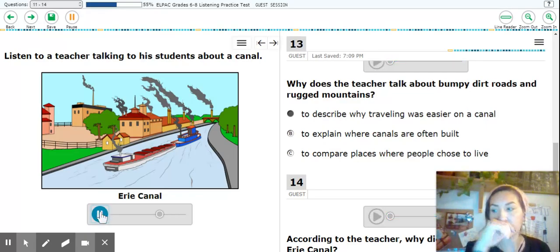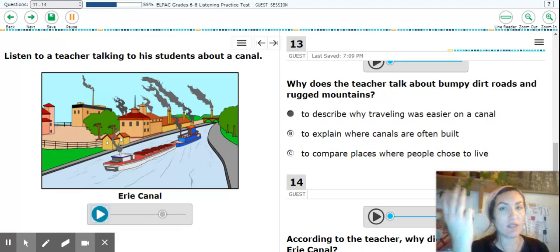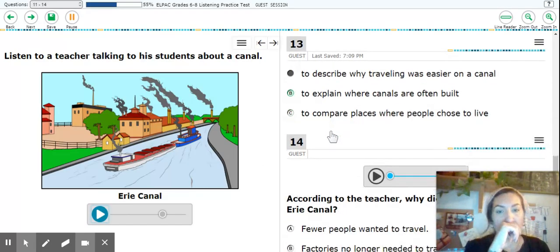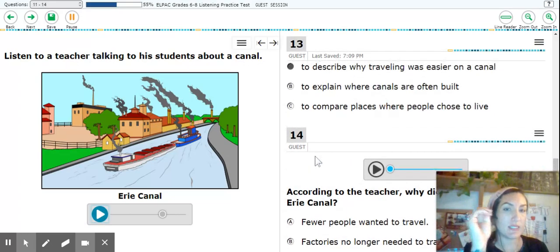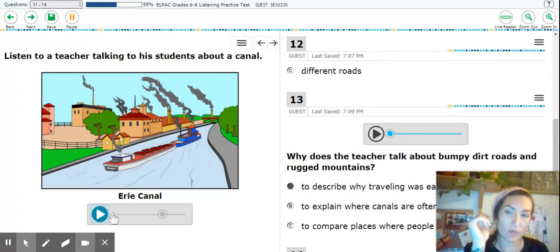And finally, items made in factories in the United States and Europe could also be shipped easily on the canal. Okay, now I've heard this guy say easily or easier three times. When it comes to traveling, when it comes to shipping farming crops, and when it comes to shipping factory goods. Easy, easy, easy. I am very sure that A is my answer for number 13. Now, number 14, why did people stop using it? I haven't heard that yet. And the main idea, I'm going to go back to that when he's finished too.